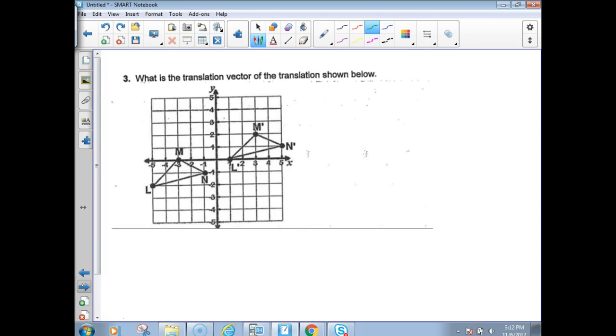Okay, number 3. What is the translation vector for the figure shown? Okay, and how do you know where to start? A regular M. Okay, and it could be L or N, but it has to be where you begin, has to be one that doesn't have the prime notation. So we're going to go M to M prime and count. How do you move to get there?